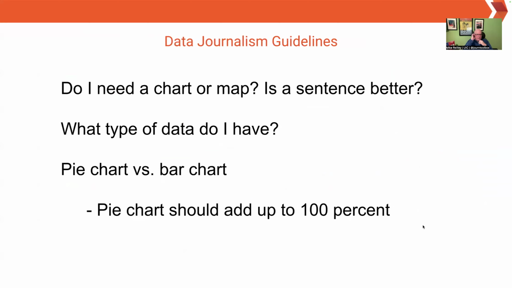Okay. Some basic guidelines. Do I need a chart or a map? Is a sentence better? Sometimes you don't always have to visualize data. Sometimes you can just write about it. What type of data do I have? Would it make a better bar chart, pie chart, or map?